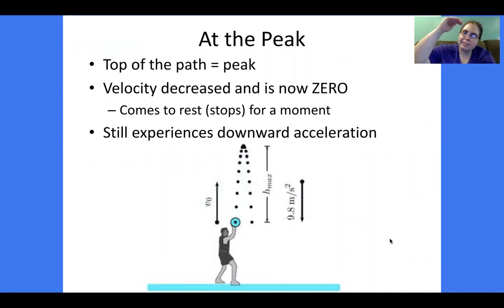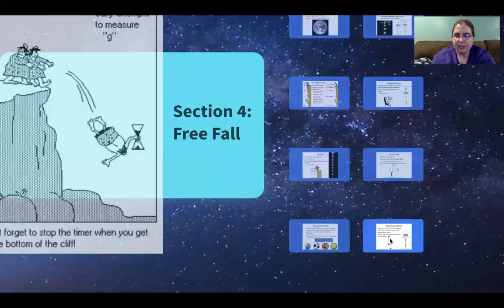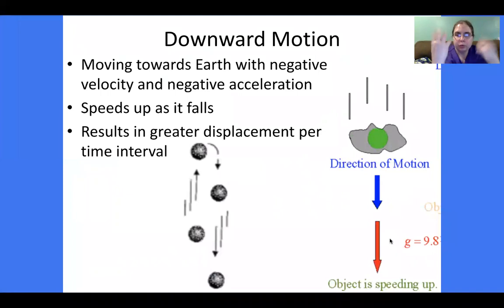At this point, velocity has decreased to the point where it is now zero. It comes to a rest for a fraction of a moment. And then it experiences the acceleration downward, in which case we now have the downward motion. So it's being pulled down to earth with negative acceleration. And since it's now moving downward and the acceleration is downward, notice how they're both going in the same direction, the object is going to be speeding up. This can result in greater displacement per time interval because since it is speeding up, it can travel farther distances in the same amount of time.